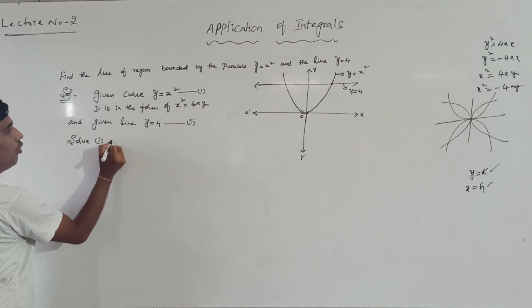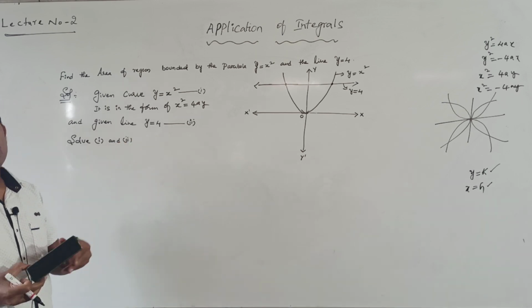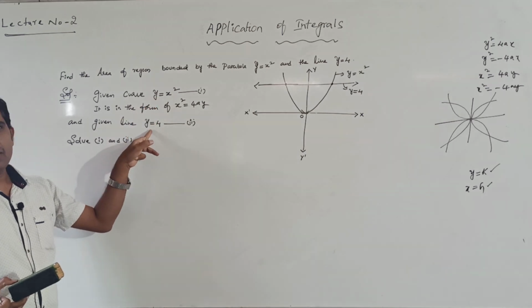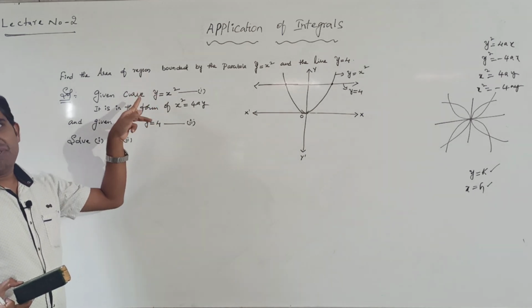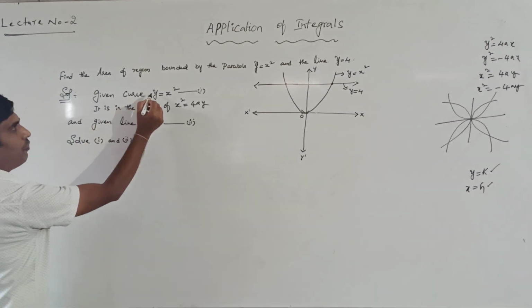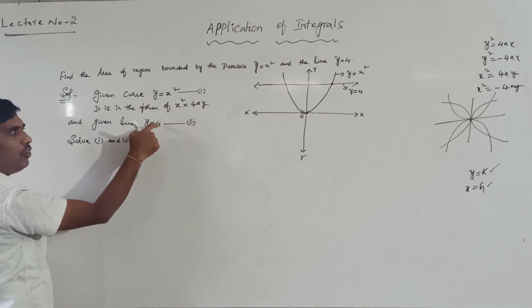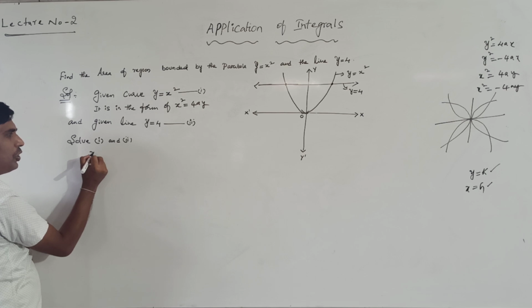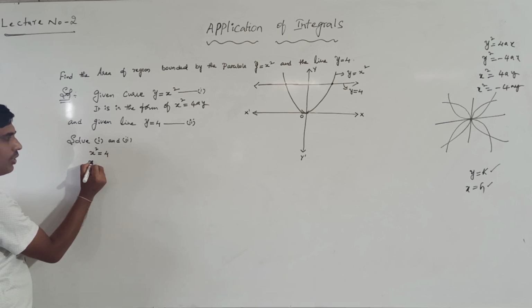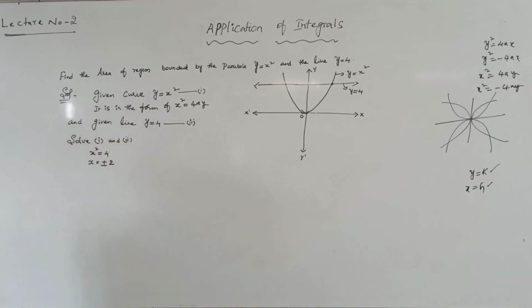Solve 1 and 2. So what is the first equation? y is equal to x square. What is the second one? y is equal to 4. We know from lower classes how to solve two equations. So y is equal to x square, y is equal to 4. If you replace this y value here, what will we get? Nothing but x square is equal to 4. X square is equal to 4, so x values, what will we get? Nothing but plus or minus 2.